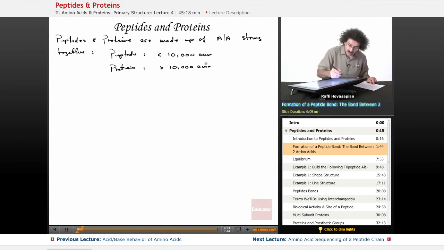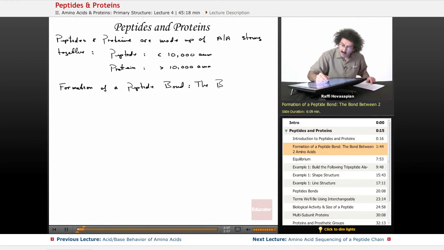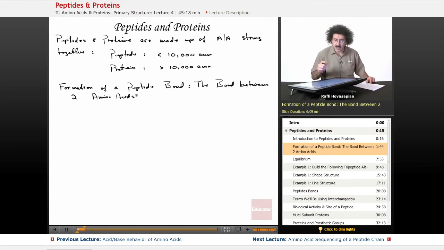Okay, now let's go ahead and talk about the formation of a peptide bond. Very, very important bond. It's the bond that exists between two amino acids. And this is what holds the chain together. The bond between two amino acids. Okay. So let's go ahead and just take some generic amino acids and see what we've got.